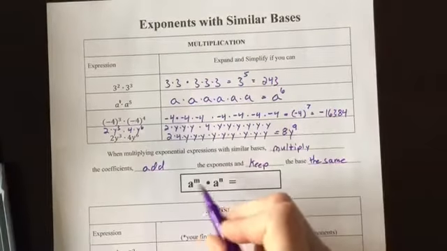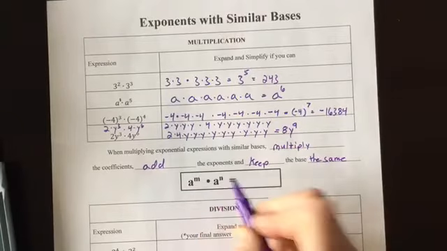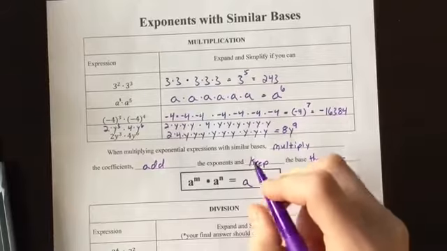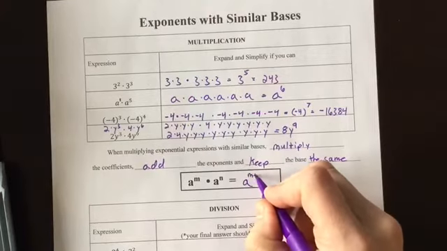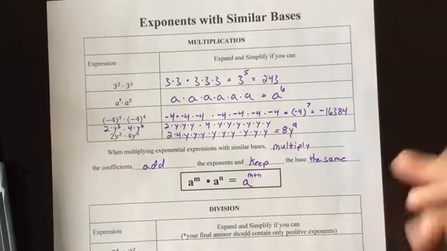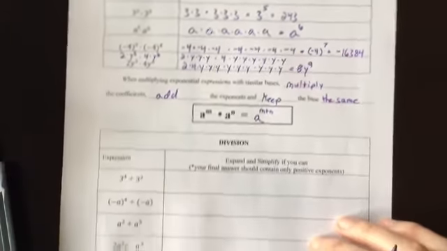So down here we've got algebra a to the n power times a to the n power. To show that algebraically, keep the base the same, and add your exponents, a to the n plus n power. Okay. Now we'll go on to division.